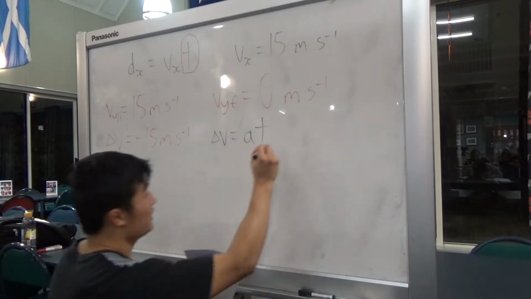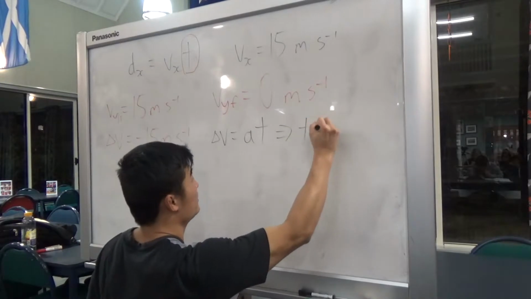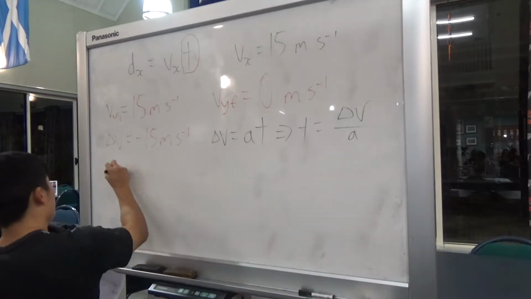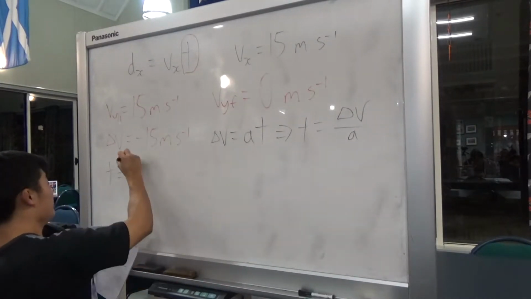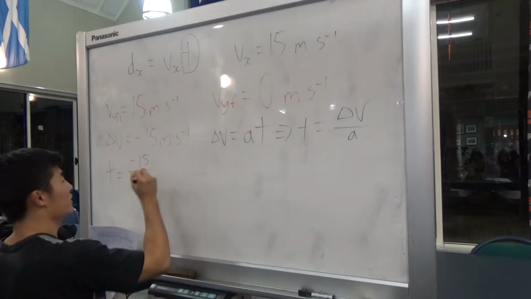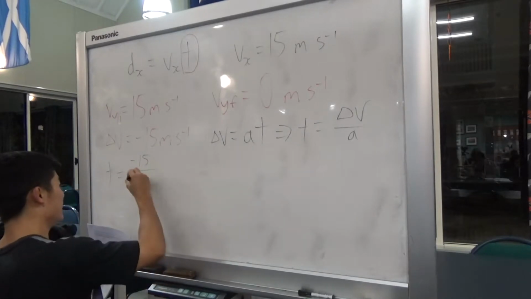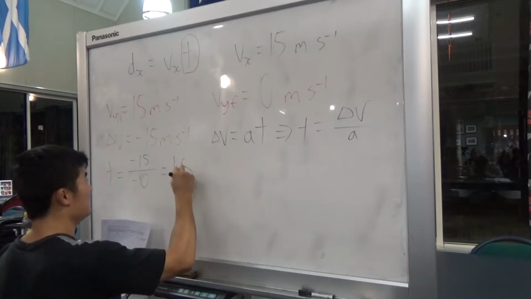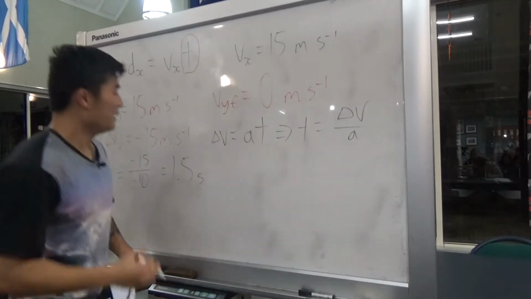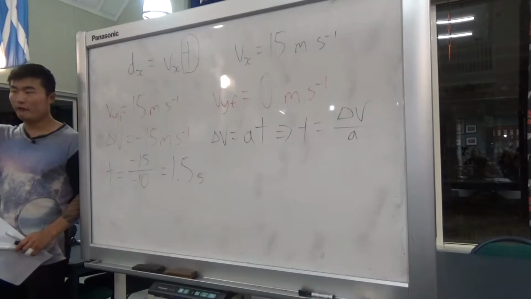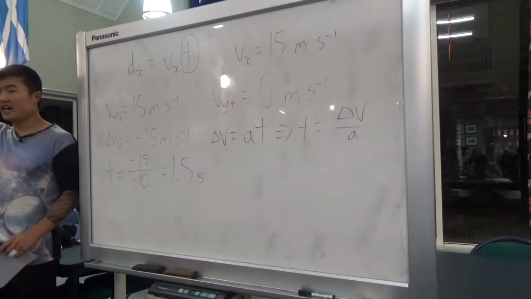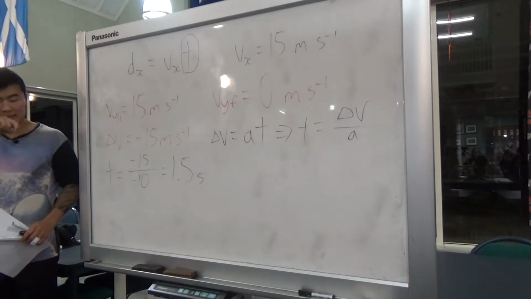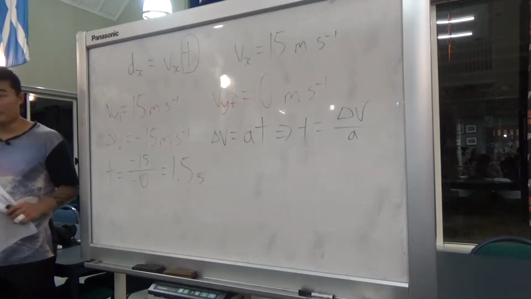We're going to rearrange this for time. So time is equal to delta V over a. So time is equal to the change in velocity, which is negative 15, over the acceleration, which is gravity, which is negative 10. So the time that it takes for it to reach the halfway point, which is when it's going to be at the highest vertical point, is 1.5 seconds.